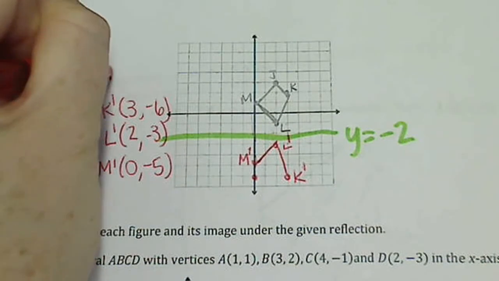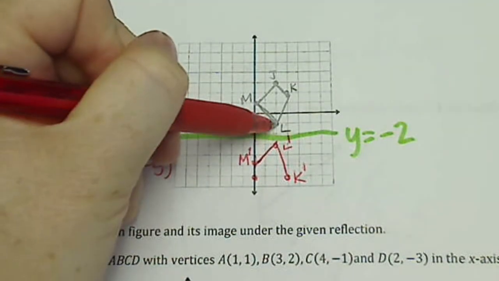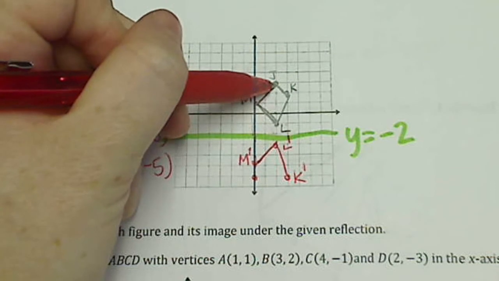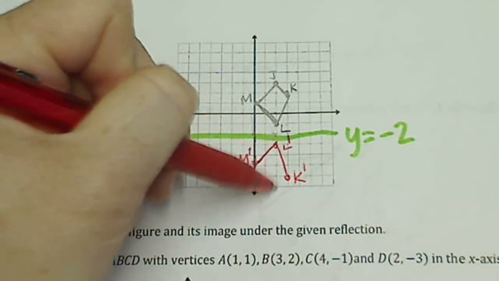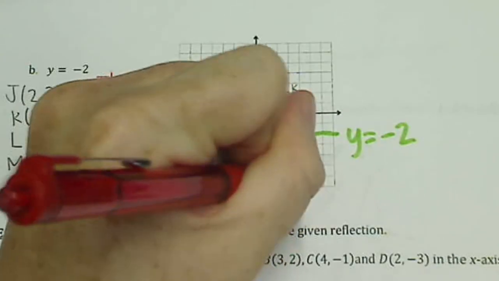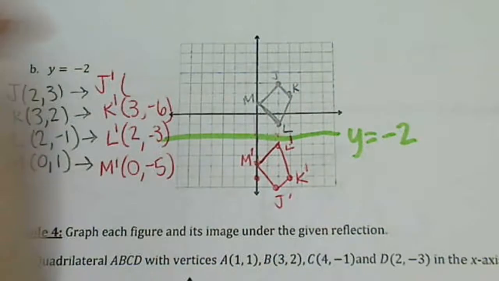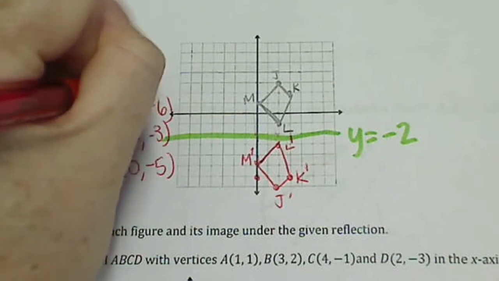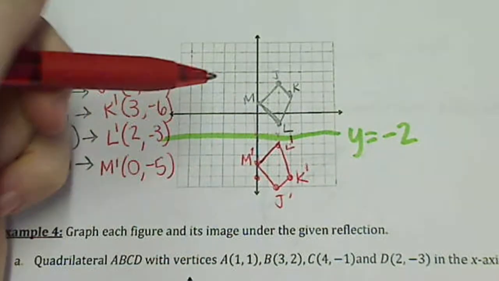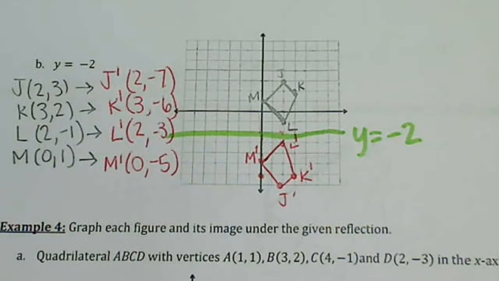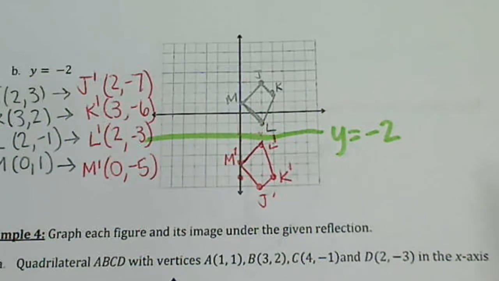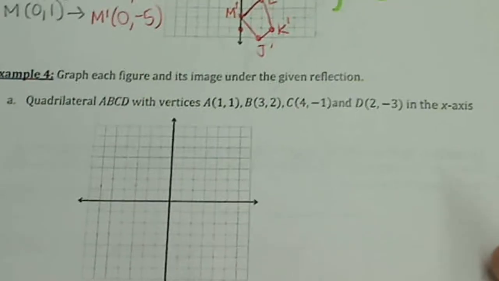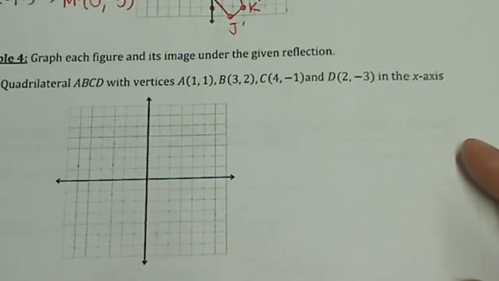And then last but not least, let's do J. J is 1, 2, 3, 4, 5. So count down from our mirror. 1, 2, 3, 4, 5. And that's the point 2, -7. So we have the same exact image, it's just flipped down. Okay, let's try example 4. We have different points. So let's graph these.